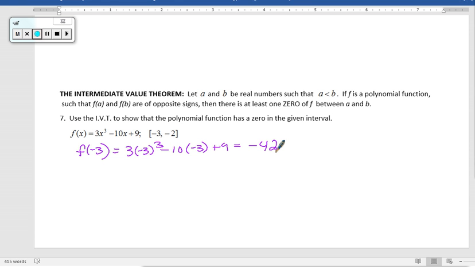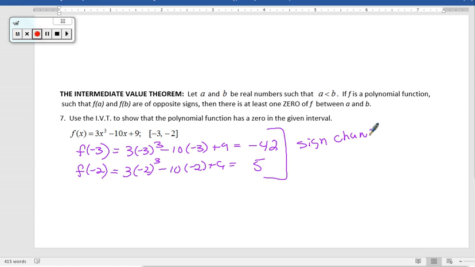And on the other extreme, I'm going to find what is f of negative 2. So again, plugging in for x. That comes out to be a total of 5. Since there is a sign change between these two values, that means at least 1 zero exists in this interval.